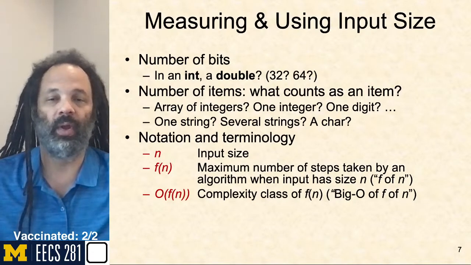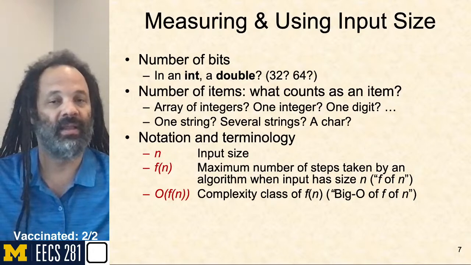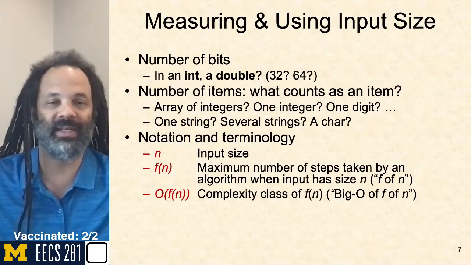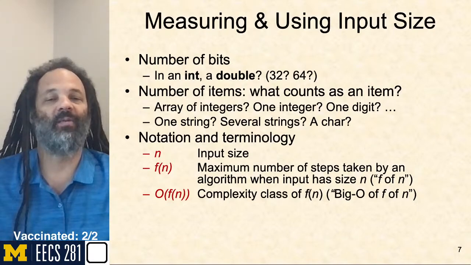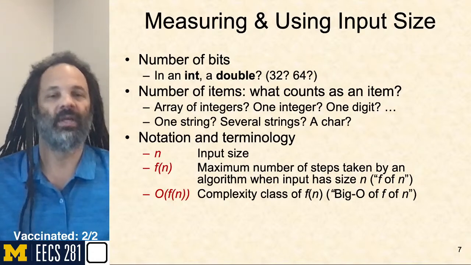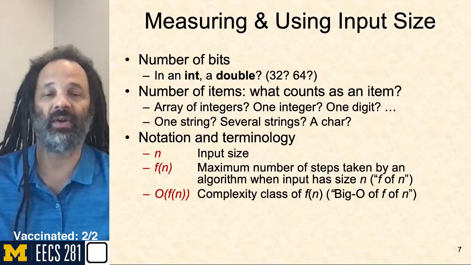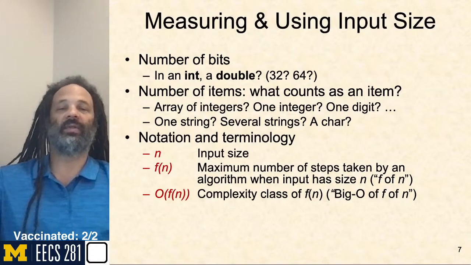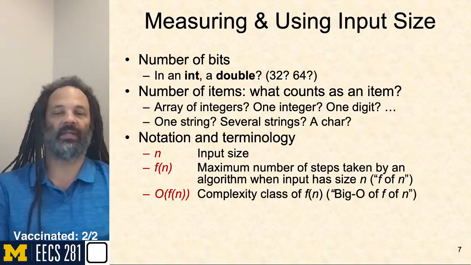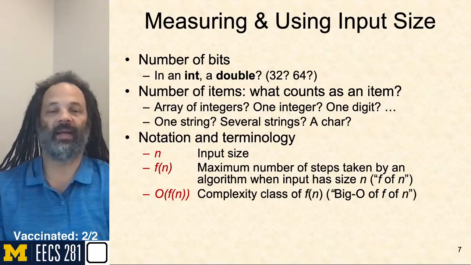We can be looking at the number of items, but then we have to know what counts as an item. When we're looking at an array of integers, is it the array? Is it one integer? Or are we processing things on a digit by digit level there? How deep do we have to get in there? When we're looking at a string, are we looking at several strings? Do we have to process each character in every one of the strings? So it's important to know what n is, because that's where we place our focus with this complexity analysis.